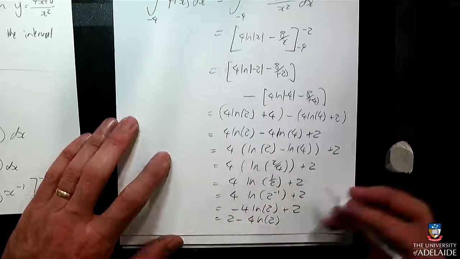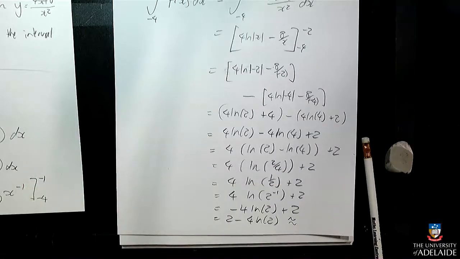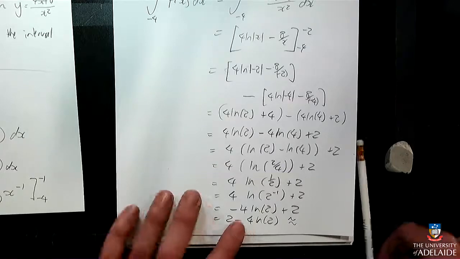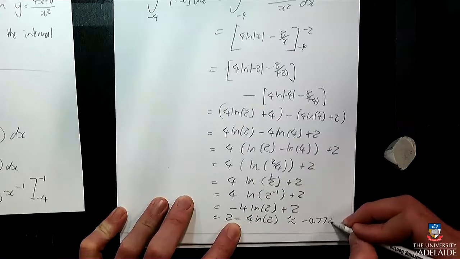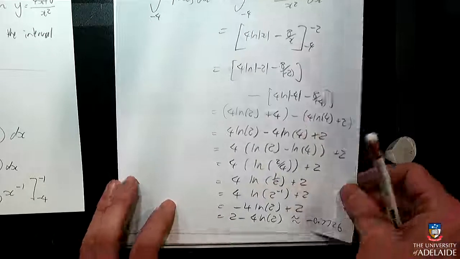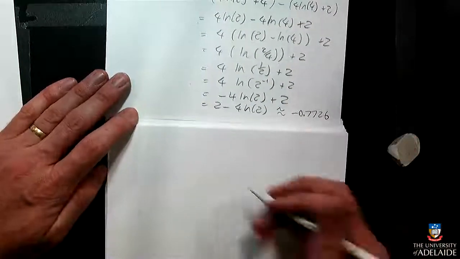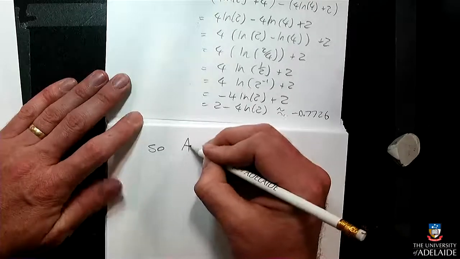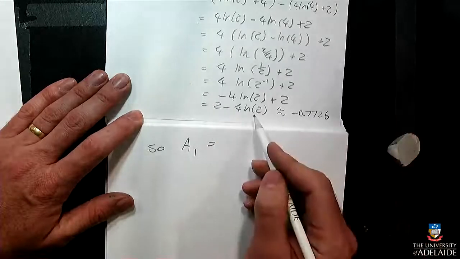So I'm just going to say approximately equal to 2 minus 4 ln2 is minus 0.7726. Okay, so that's the first integral. Okay, and so area number 1 must be minus that, because this is negative.